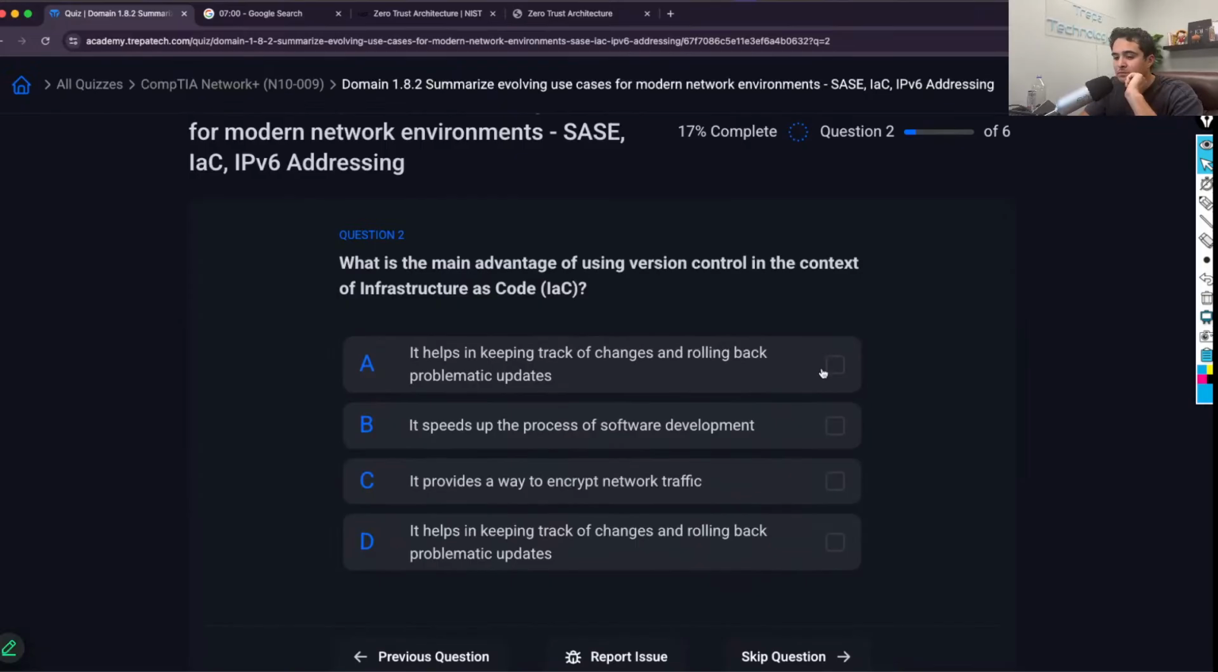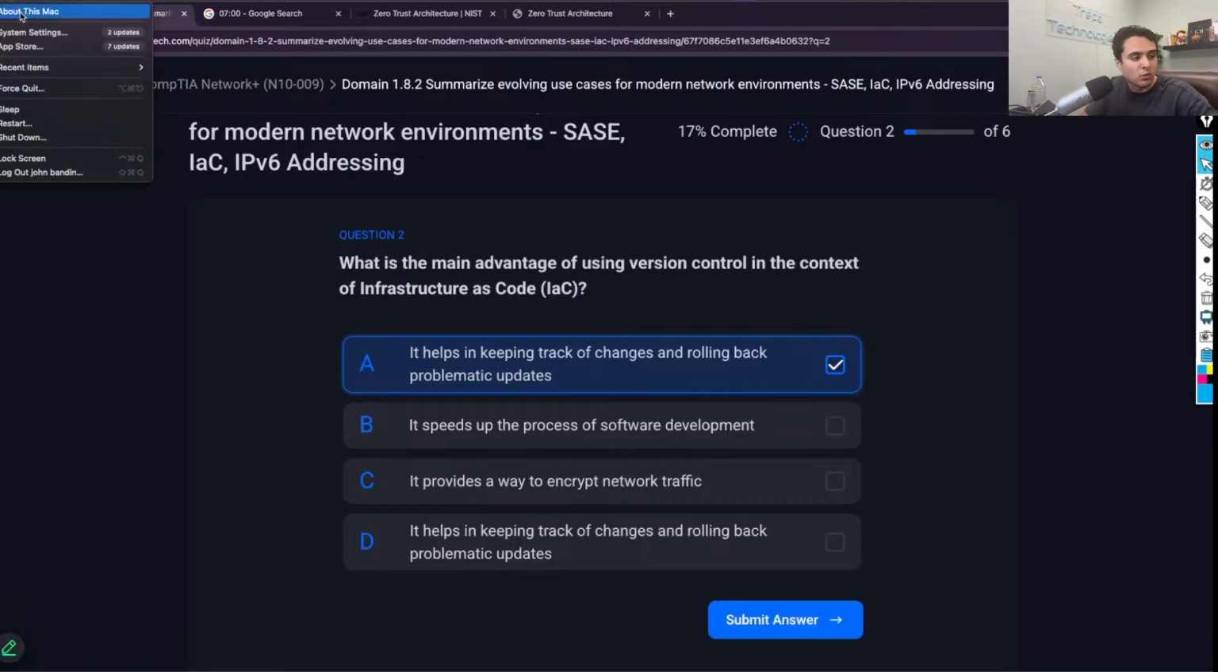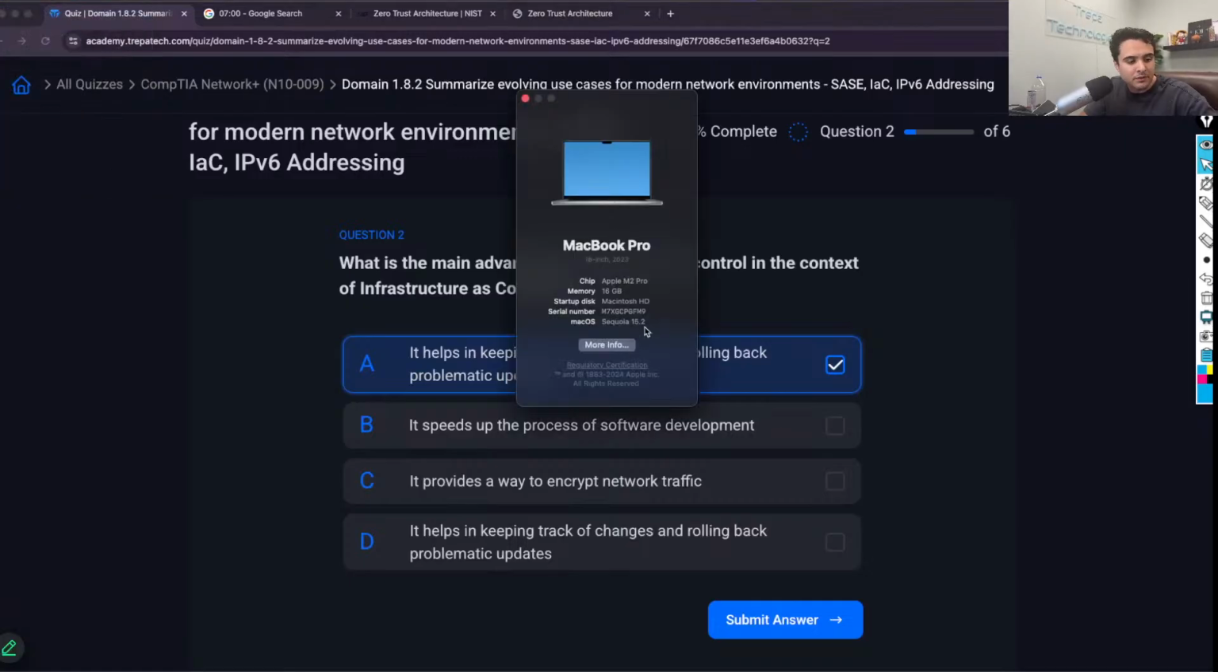All right, question 2. What is the main advantage of using version control in the context of infrastructure as code? So version control, I should have defined that a little bit more. For instance, in software development, this is something you learn in Computer Science 101. But let's just look at my MacBook here. You see this version? I'm using 15.2.